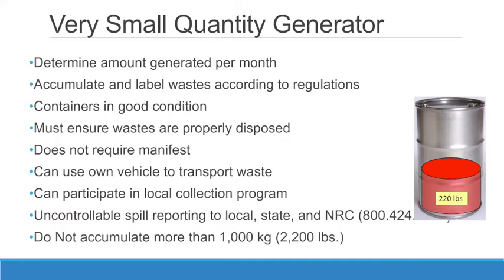If you have an uncontrollable spill, you need to report to the local authorities, the state authorities, and I see the National Response Center number is covered up by the graphic here. And then most importantly, you can't accumulate more than 2,200 pounds total. So if you're a very small quantity generator, you cannot accumulate more than approximately 4 drums of hazardous waste, because if you do, that puts you into the next higher category of the small quantity generator. Next slide, please, Marcy.